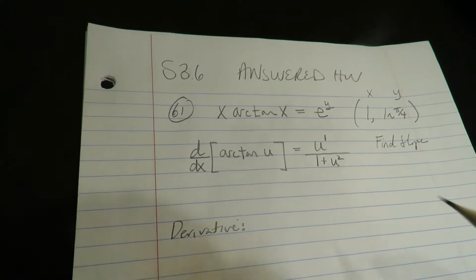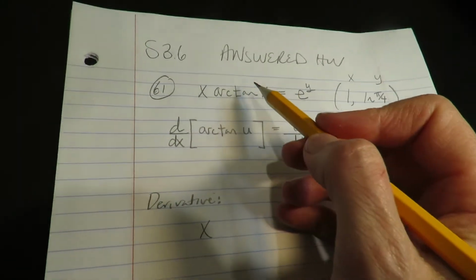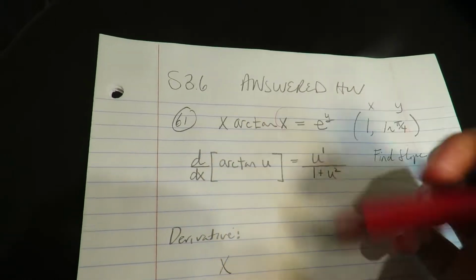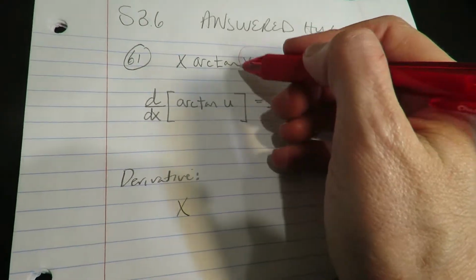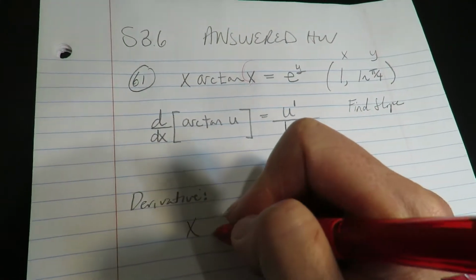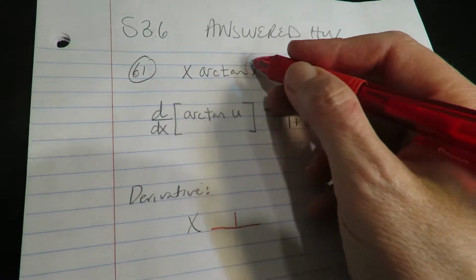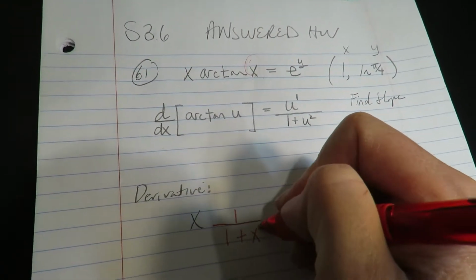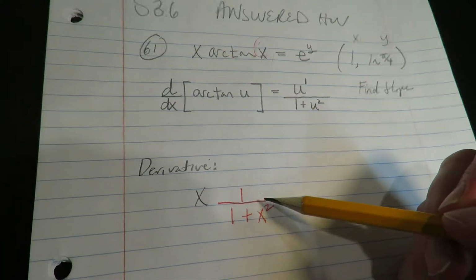All right, so first times the derivative of the second piece. Now this is the u here. u is x. So the derivative of arctan u is 1 over 1 plus u squared. Again, u is equal to x in this case, so 1 plus x squared. So that is the derivative of the arctan.